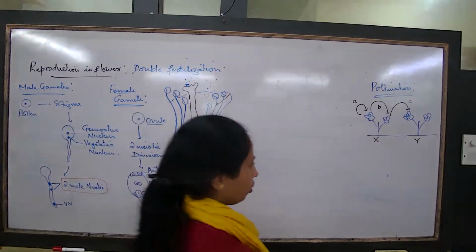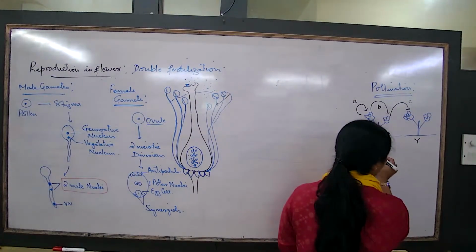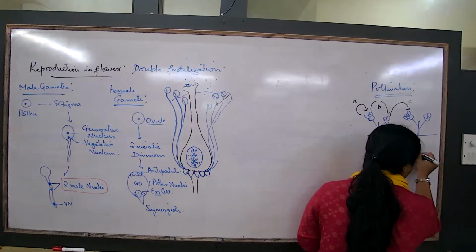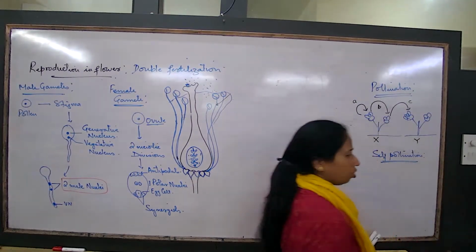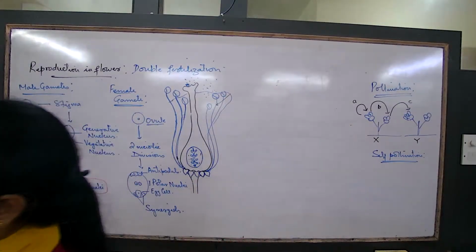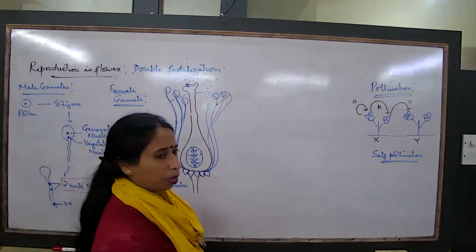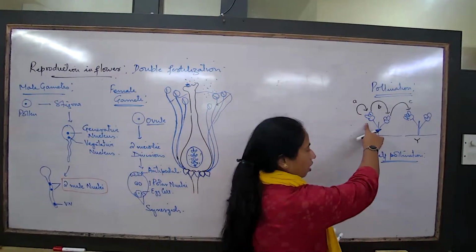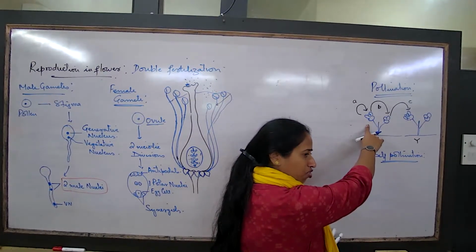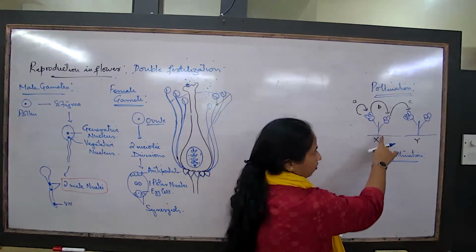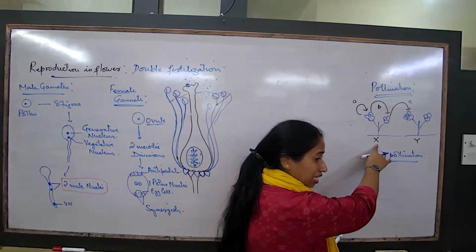Now we know that there are two types of pollination. So what is self-pollination? Quickly write a difference between self and cross pollination. Now see here, A and B both are self-pollination. So how will we define it? When the transfer of the pollen grain takes place from the anther to the stigma of the same flower, or two flowers of the same plant, as long as the plant is the same, it is self-pollination.